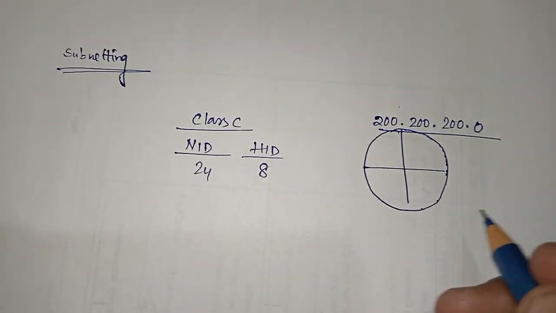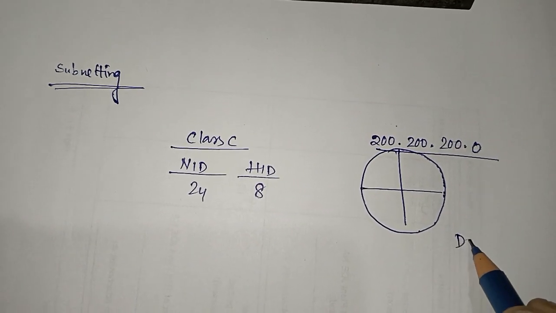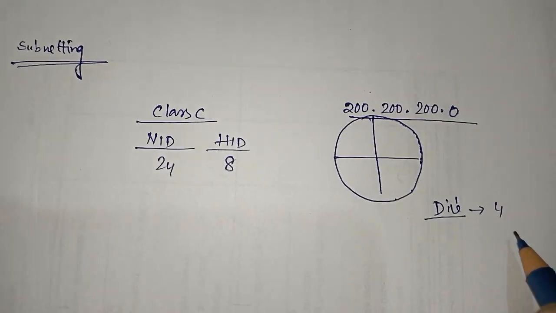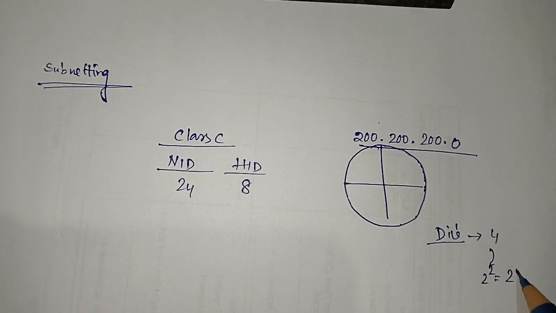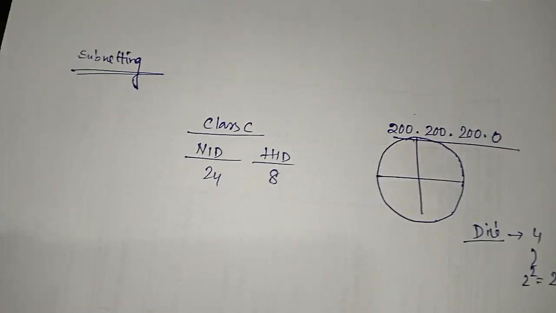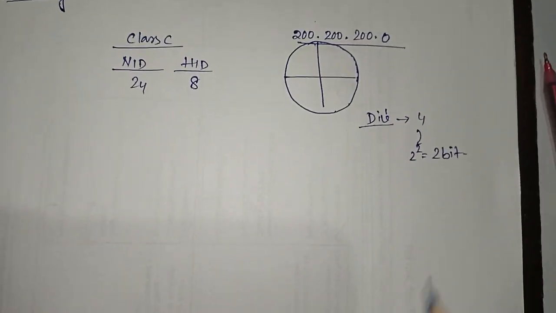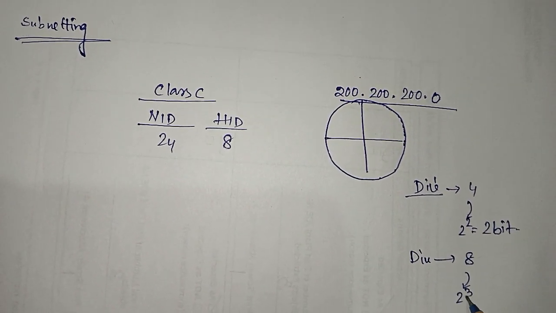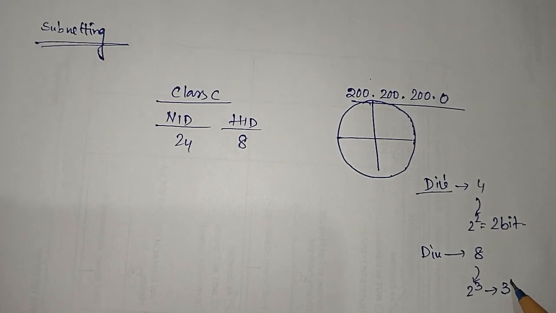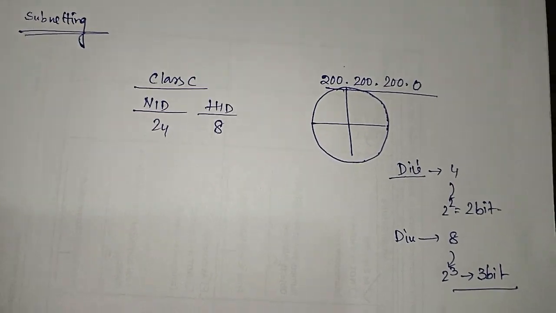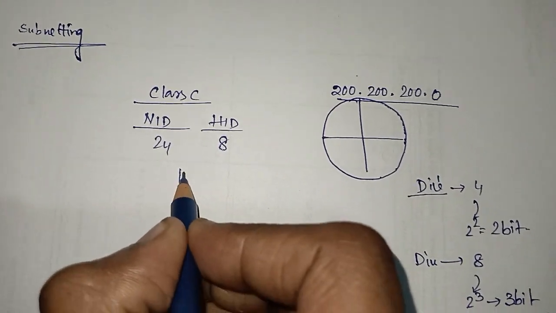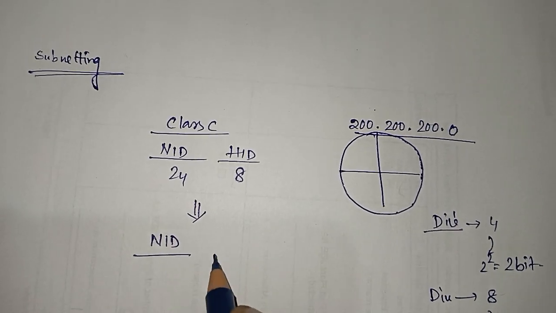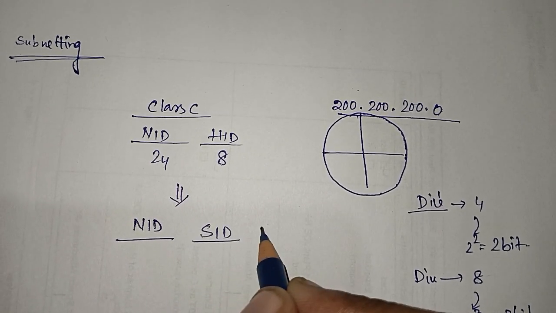If we divide the big network into four parts, meaning four subnetworks, then we have to borrow 2 bits for subnetting purposes. If we divide it into 8 parts, we can borrow 3 bits for subnetting. So if we apply subnetting here, the host ID bits become fewer due to the subnetting.